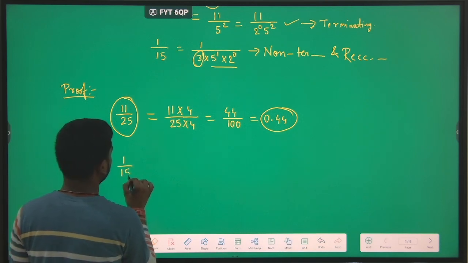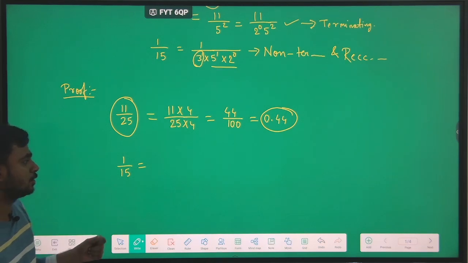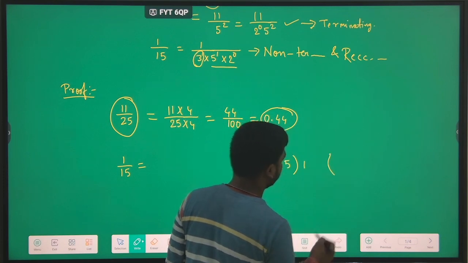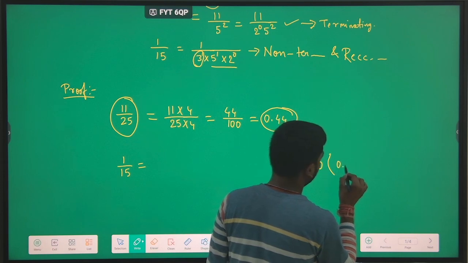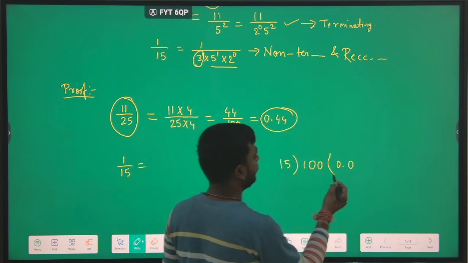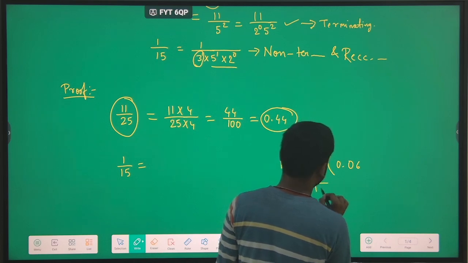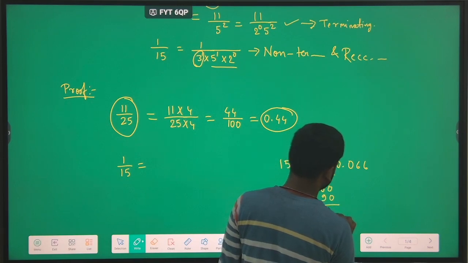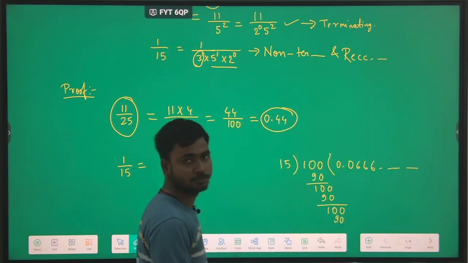1 upon 15. So what will be the value of 1 upon 15? Let us suppose we are dividing 1 by 15. First of all, we have to include a 0. That means it will be 0.0, and 15 into 6 will be 90. So we will get again 10. Again it will be 6. We will get 90. Again 10. We will get 90. So this 6 will be continued on.